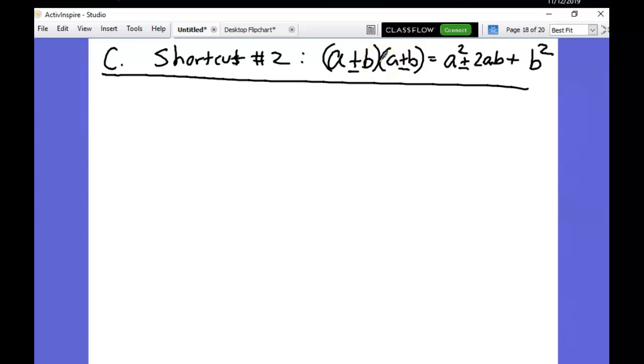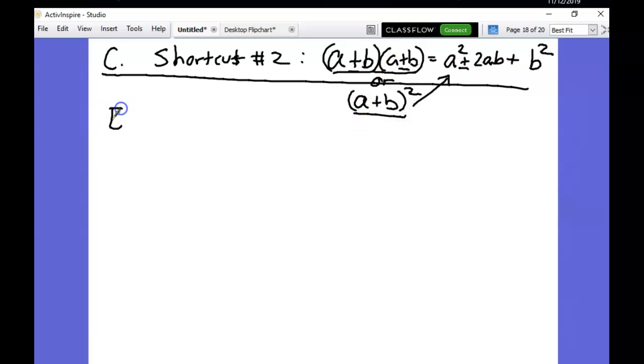Another note I want you guys to make is, how else can this be written? Instead of saying A plus B times A plus B, we could also write that as this, right? So if you see that, it's the same rule. They both work that way, okay? So if you see this, you're going to use that rule. If you see this, you're going to use that rule.